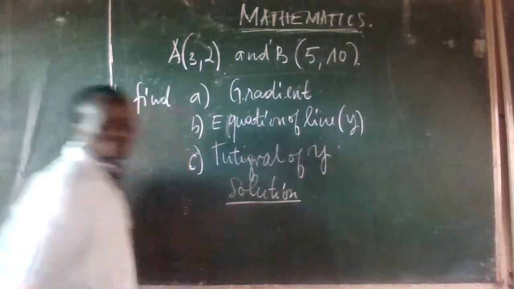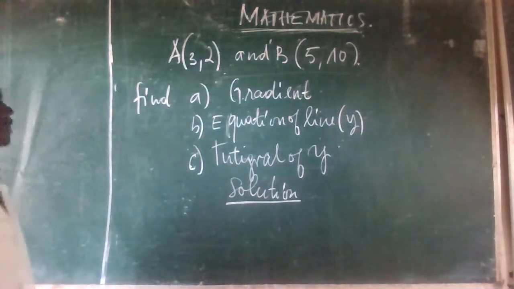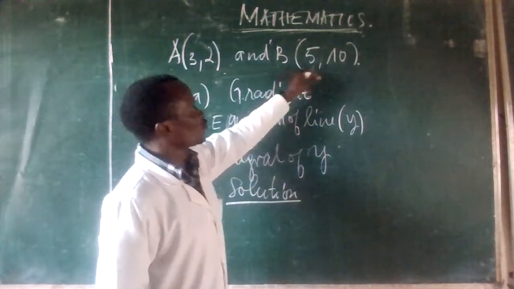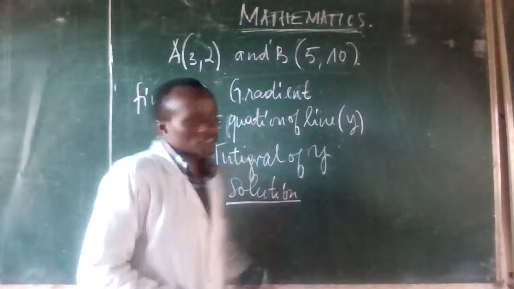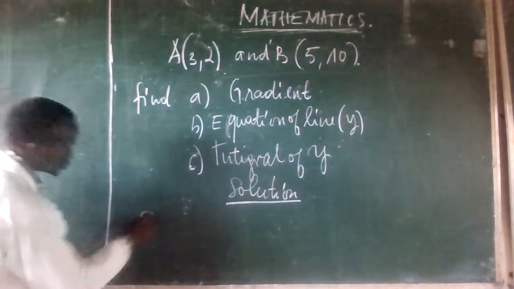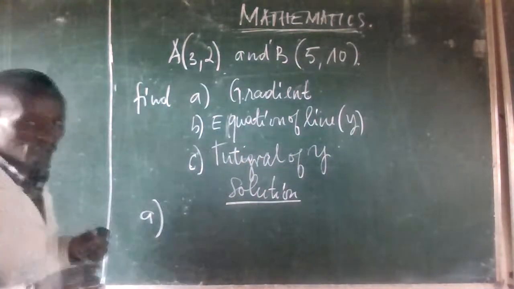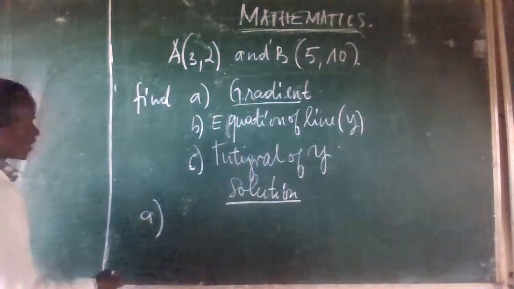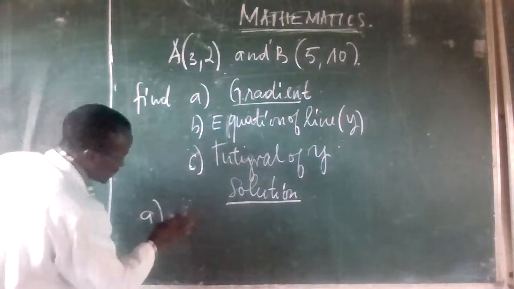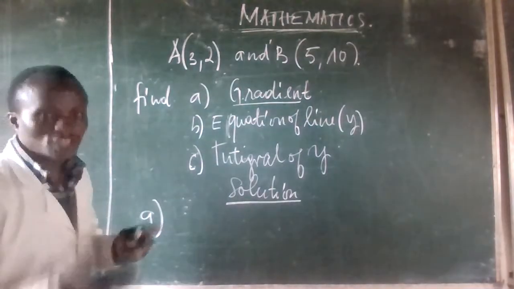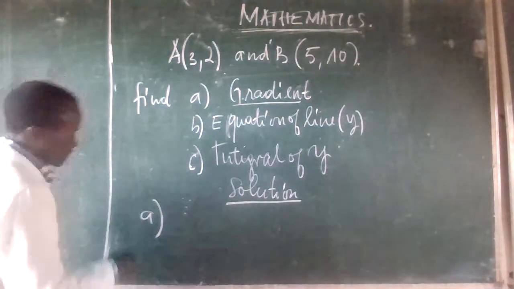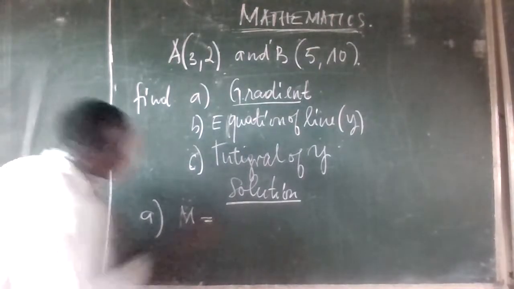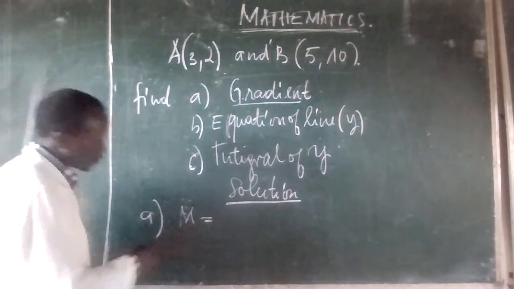So now let's find the solution. We are given two points: A is (3, 2) and B is (5, 10). In question A, we are asked to find the gradient. I showed you a formula used for finding a gradient. If you are given two points, M is the gradient, or slope.